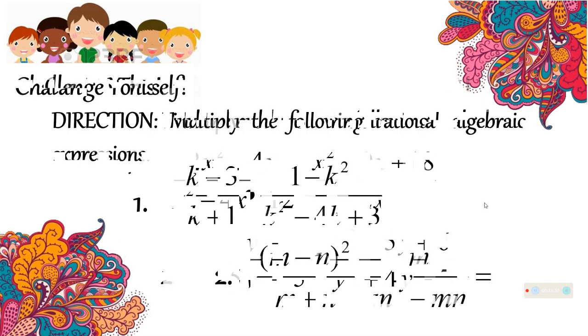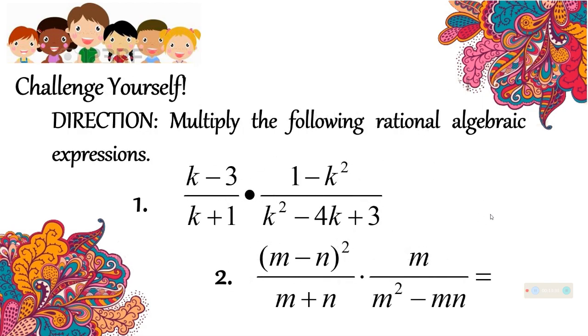I also have here another given, so just apply all the steps on how you are going to multiply the RAE. Factor the factorable, divide out the common factor, and simplify and multiply. Okay? So I hope you will practice the remaining slides.